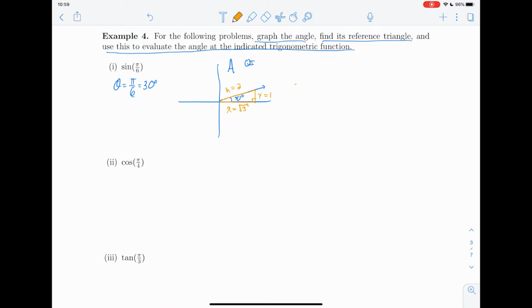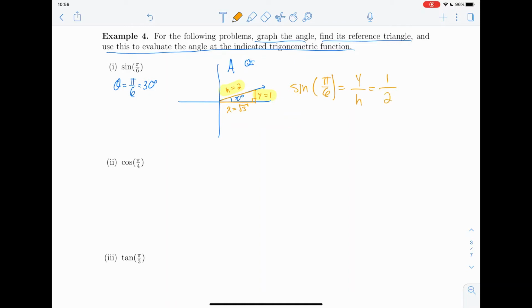So what that means is that sine of pi over 6 is going to be, remember the relationship of the sides of the triangle for sine, SOHCAHTOA, we know sine is going to be opposite over hypotenuse. So in this case, it's going to be y over h, which is 1 over 2.